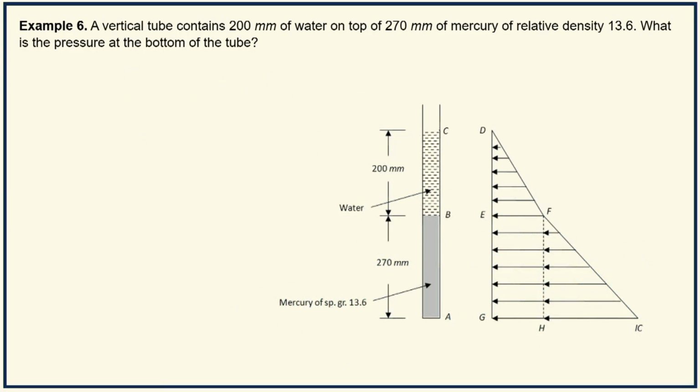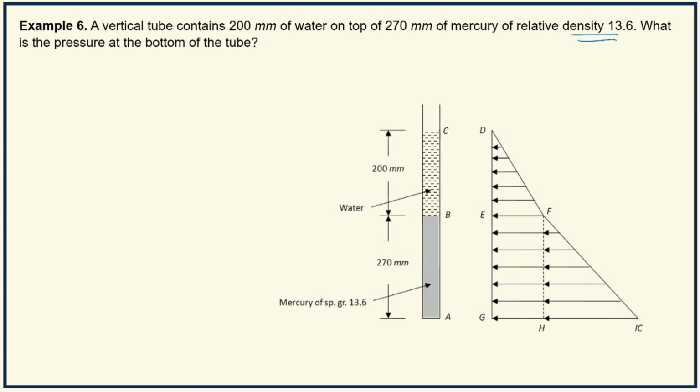The next problem. A vertical tube contains 200 millimeters of water on top of 270 millimeters of mercury of relative density 13.6. So I have two different liquids, one standing over the other. In fact, the lighter liquid standing over the heavier liquid. The lighter liquid is water, which has a specific gravity of 1 and specific weight of 9810 Newton per meter cube. It is standing over mercury, whose specific gravity is 13.6 or specific weight 13.6 times that of water.